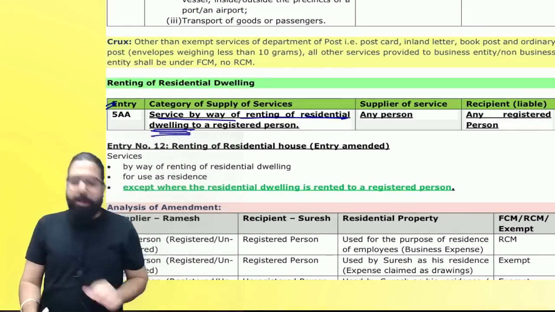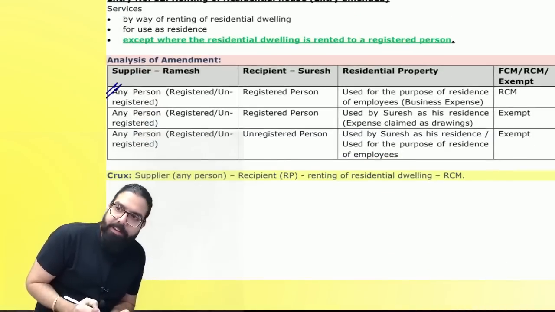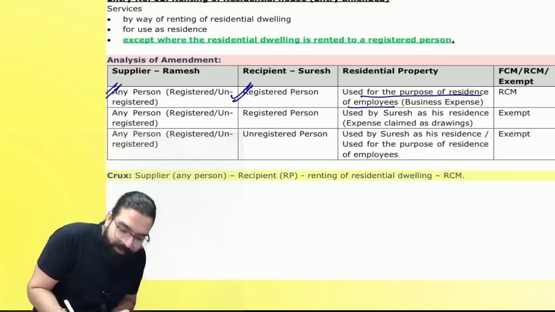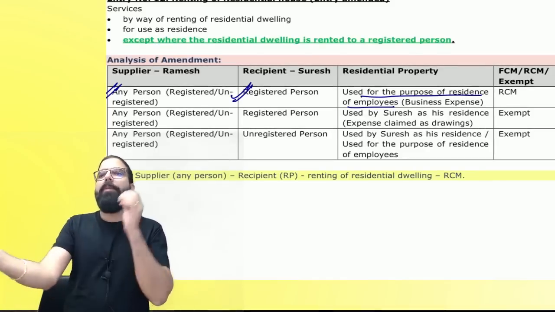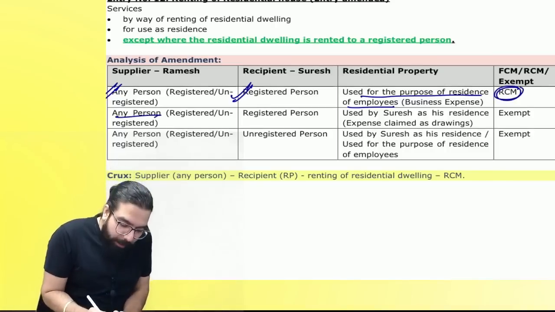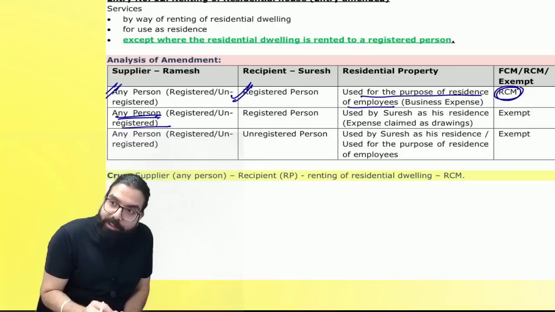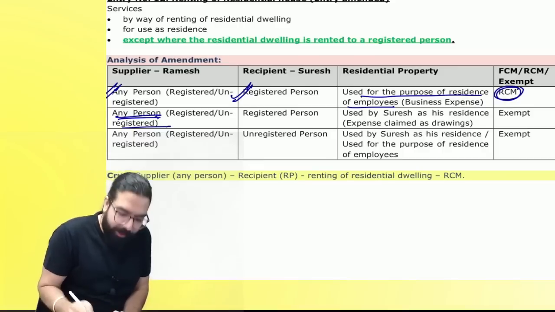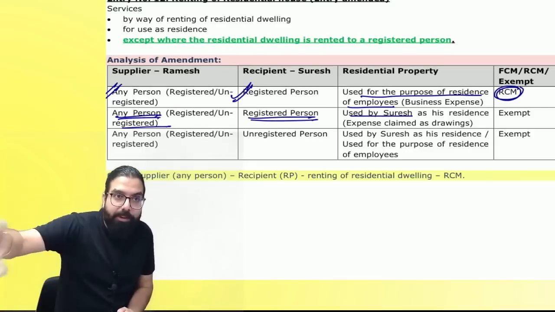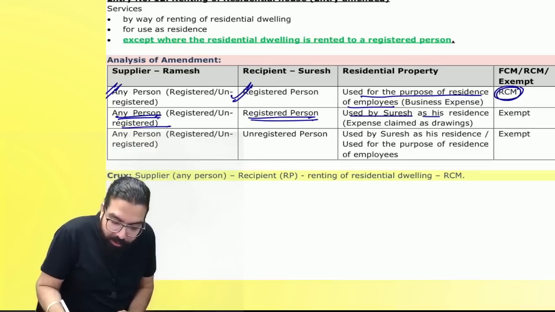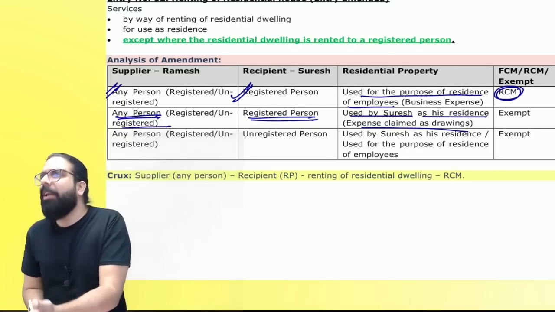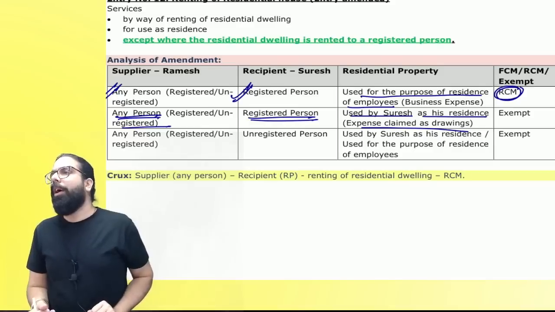The amendment is there. Government told, number one, any person can be the supplier. Giving to a registered person, used for the purpose of residence of an employee. For example, for my employees I have taken a house on rent and I'm showing it as my business expense, so I'll have to pay GST. Any person giving to a registered person, used by Suresh. Ramesh has given Suresh residential property to stay, he is using it as residence and the expense is claimed as drawings. If it is a personal nature transaction, government is not telling you to pay GST under RCM. This is exempt.